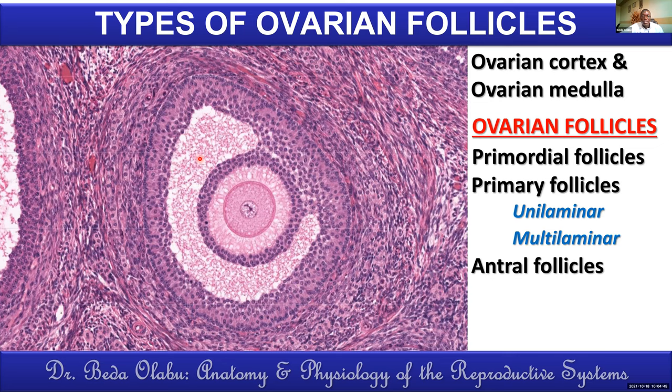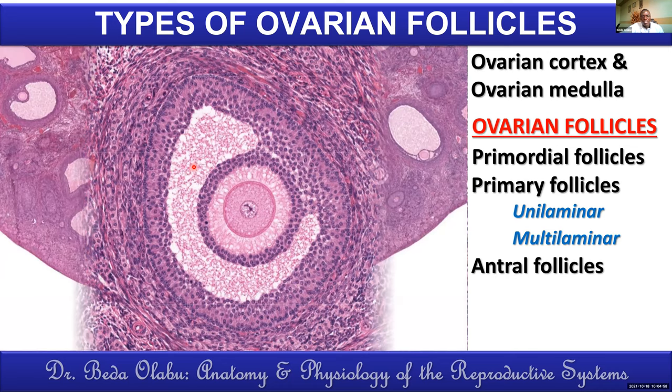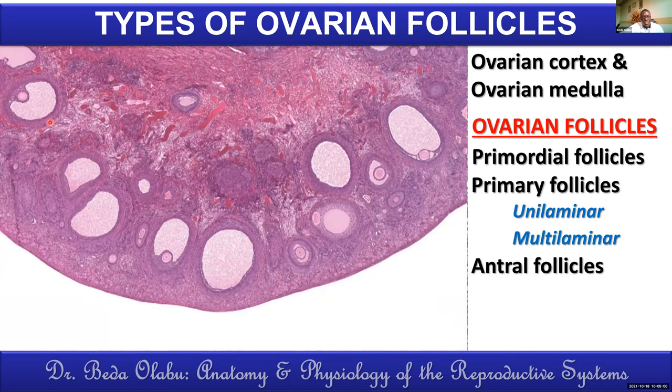So we use the term antral follicle to refer to the follicle that contains an antrum. The antrum is that fluid filled space. Of course, the antral follicle will be larger than a primary follicle because the number of cells is increasing. So we may have many antral follicles at different stages of maturation. Again, in some the antrum is just forming, in some the antrum has formed but is still small, and in others the antrum is actually very prominent. So we can use the term secondary follicles again to refer to these antral follicles.